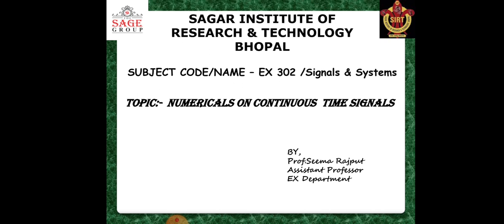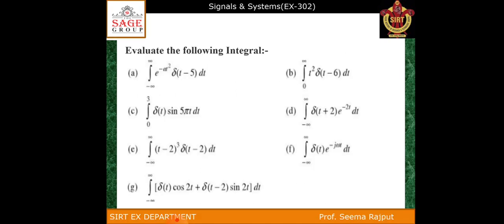Today, we have to discuss the topic numericals on continuous time signals. So, firstly, what is a continuous time signal? Continuous time signals are those signals which depend on every instant of time.